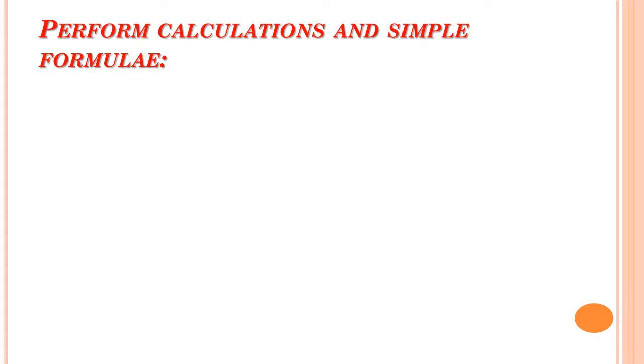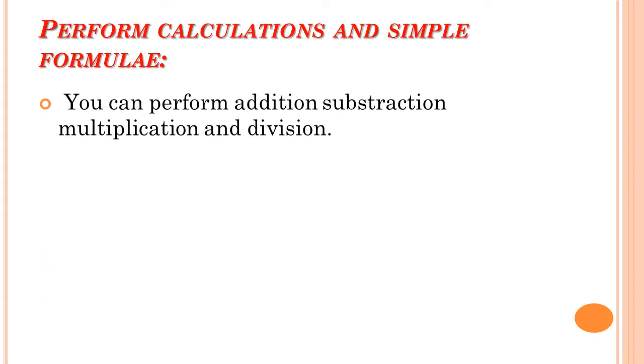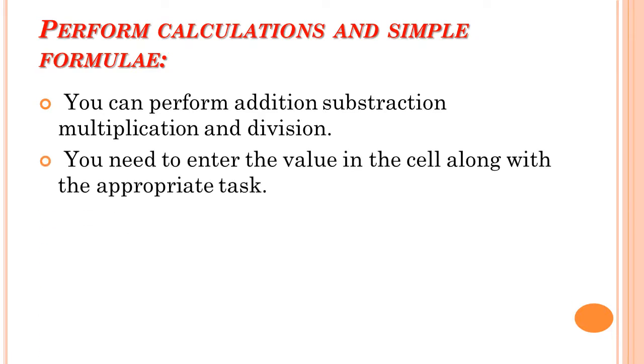Some steps and some symbols you need to use. You can perform addition, subtraction, multiplication and division. Addition uses the plus symbol, subtraction uses the minus, and multiplication and division also have symbols, and you can perform simple mathematical calculations. You need to enter the values in the cell along with the appropriate symbol. In the particular cell where you want to see the result, whatever values you are going to add, you need to enter them in that cell using the appropriate symbol.